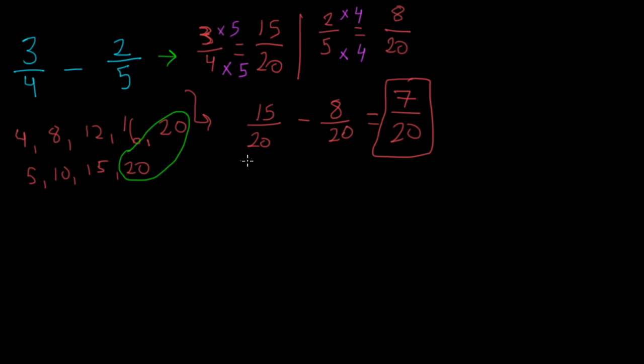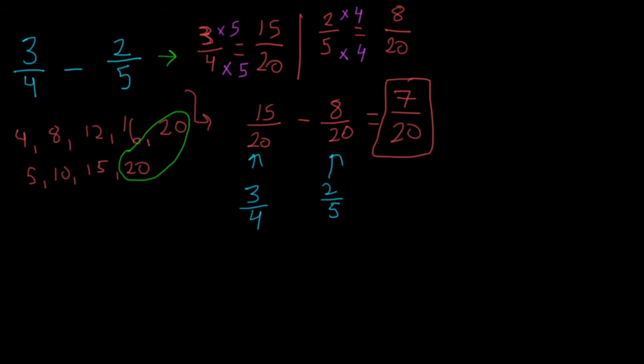And again, all we did was we took 3/4 and transformed it into 15 out of 20 with our equivalent fractions. And then we took 2/5 and transformed it to 8/20 using equivalent fractions. And this gave us a new problem where we have the same denominator, and then therefore we can subtract. And we got 7/20.